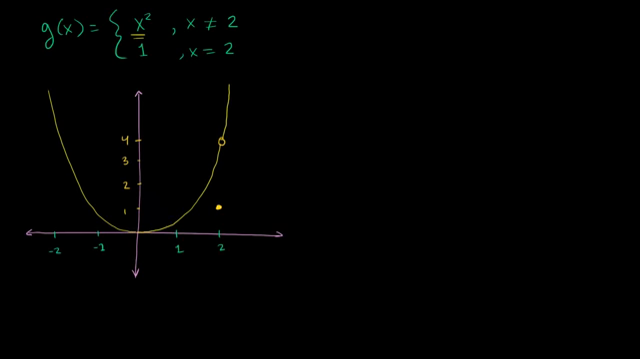So my question to you, there's a couple of things. If I were to just evaluate the function g of 2, well, you look at this definition. When x equals 2, I use this situation right over here, and it tells me it's going to be equal to 1. But let me ask a more interesting question: what is the limit as x approaches 2 of g of x?